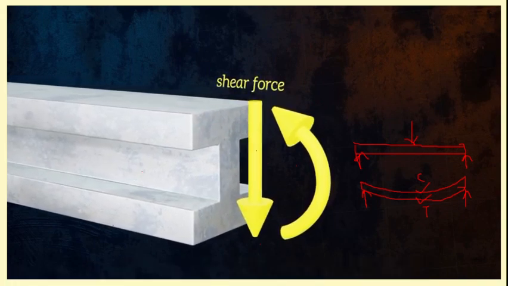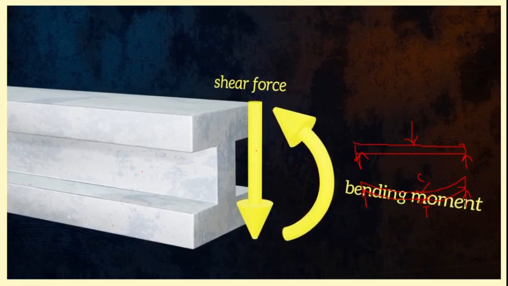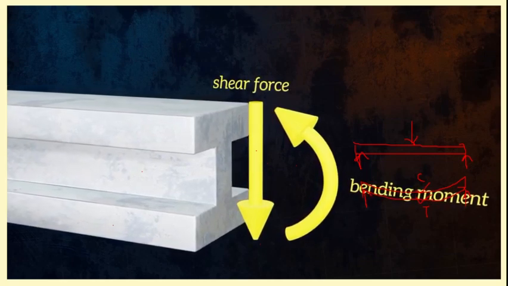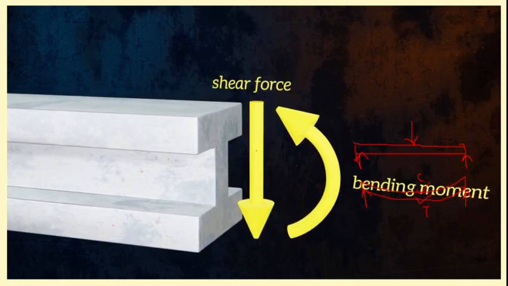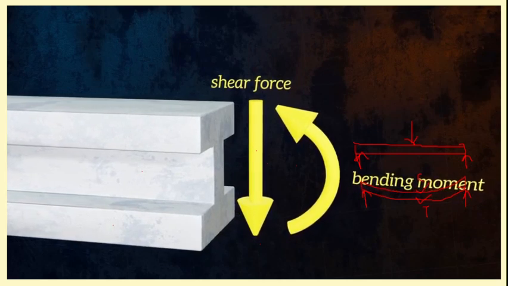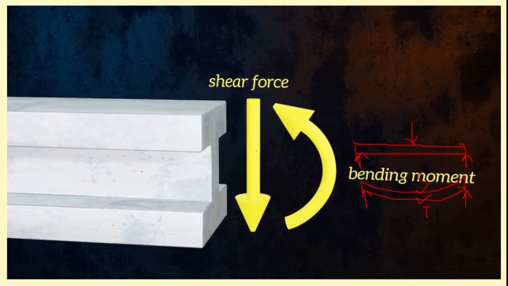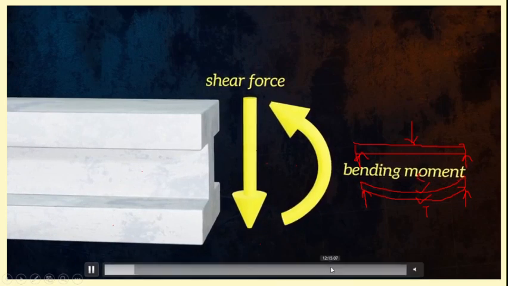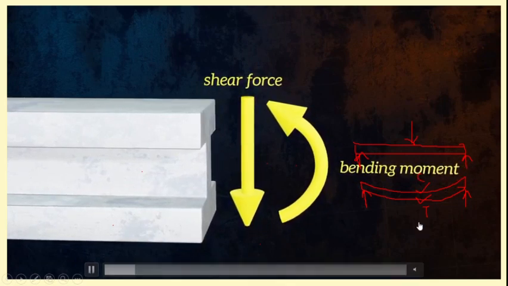Then this one is shear force and this one is bending moment. Therefore, due to this transverse load, two types of internal forces are generated: one is shear force, and the other is bending moment, which is actually generated due to the transverse load.